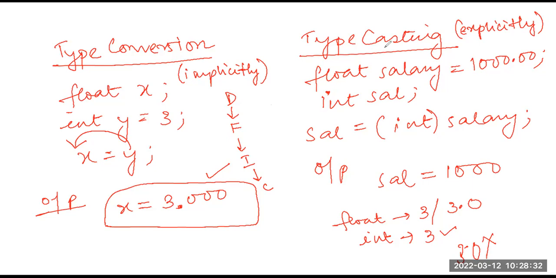But remember, typecasting always has loss of data. But if suppose your output does not need to worry about the decimal part, then you can use this typecasting concept. Okay, thank you.